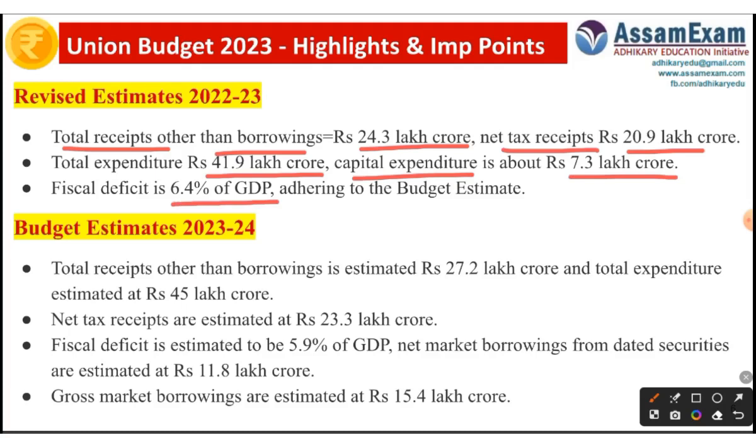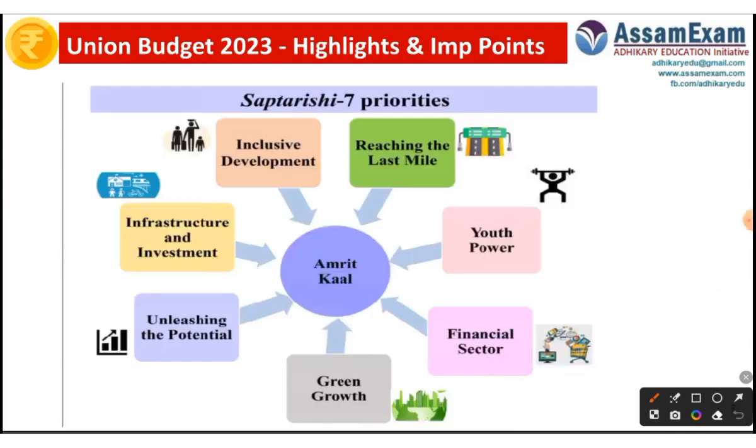Then for the budget estimate for the financial year 2023-24, total receipt other than borrowing is estimated to be 27 lakh crore and total expenditure is estimated to be 45 lakh crore. Net tax receipt is estimated to be 23 lakh crore and fiscal deficit they are estimating to be 5.9% of the GDP. This Union Budget 2023 has discussed the theme of Saptarishi.